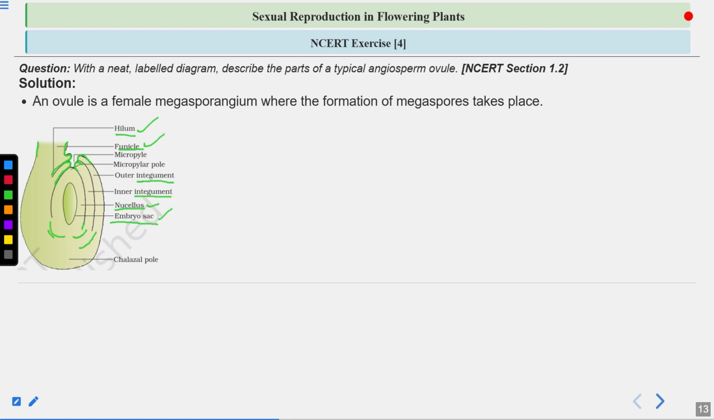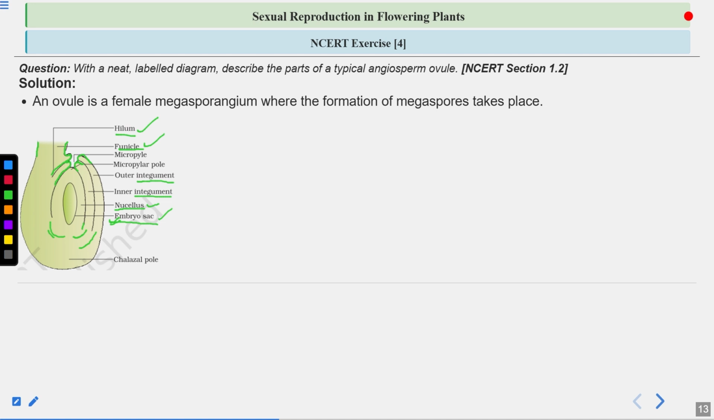That cell undergoes meiosis division, and it forms the 4 megaspores. Out of the 4 megaspores, only one is functional. Three are non-functional, right? Three get degenerated, and that one functional megaspore forms the embryo sac. Okay.